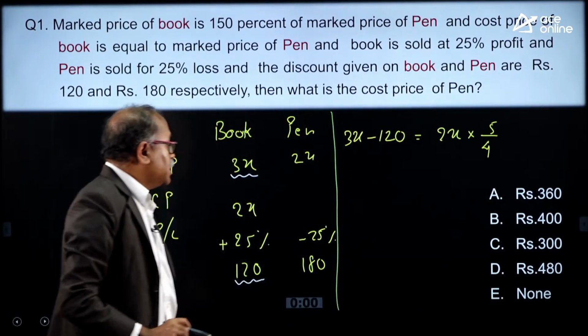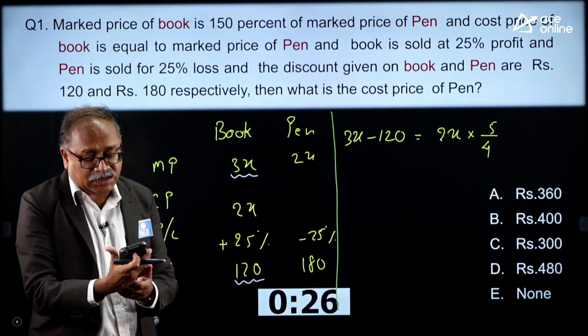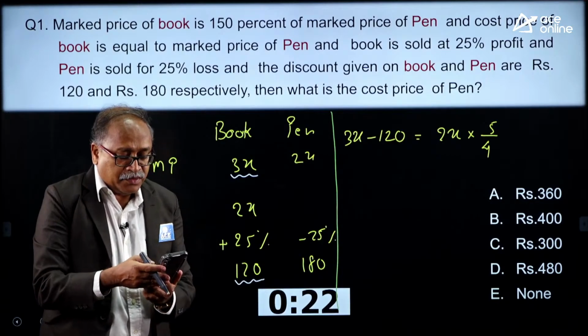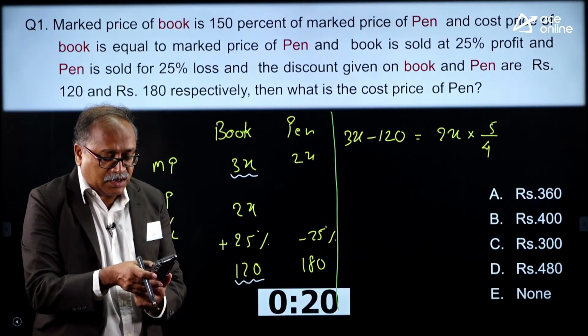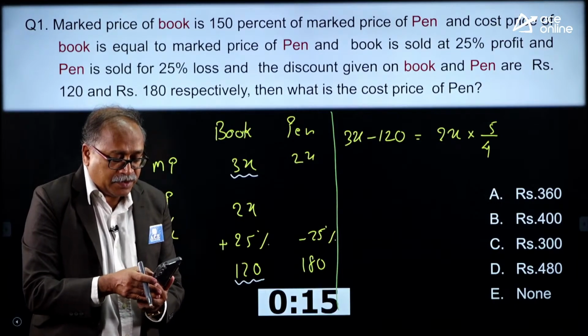From here onwards, can you take 30 seconds to complete this question, my dear friends? Please come on, try to answer the question. I am sure some of you will definitely be able to answer this question. Come on, come on.